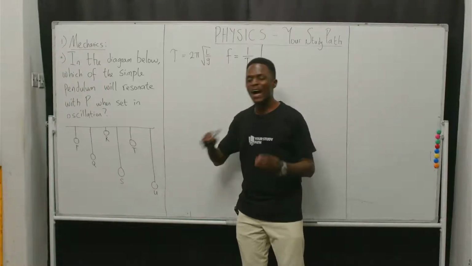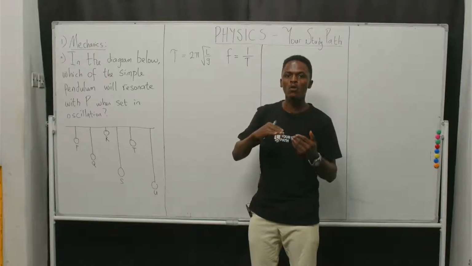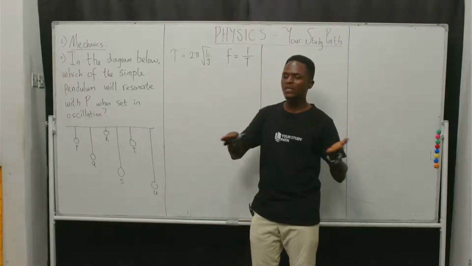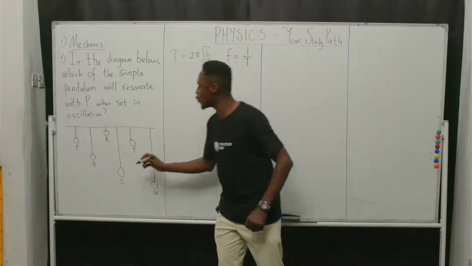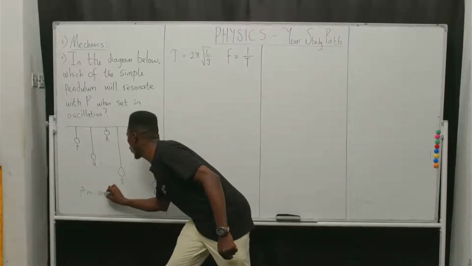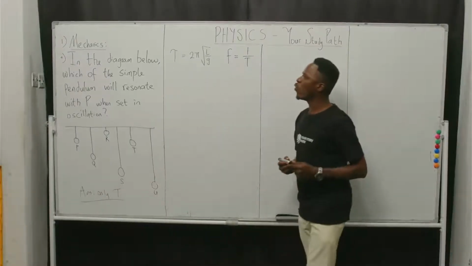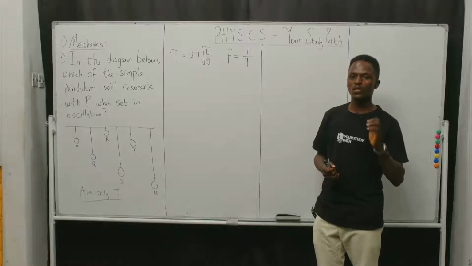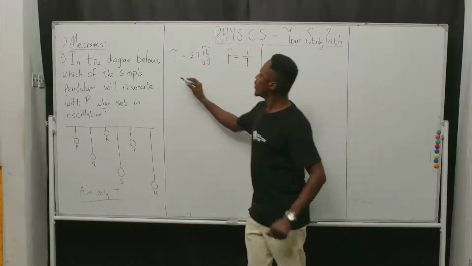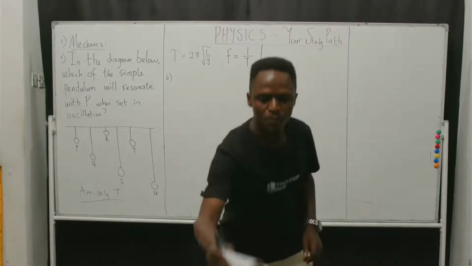P and T are of the same length based on the question. It is only objects that have the same length that can be set into resonance with each other. So we say that the answer would be that only T would be the answer. Have that at the back of your mind. Mechanics.